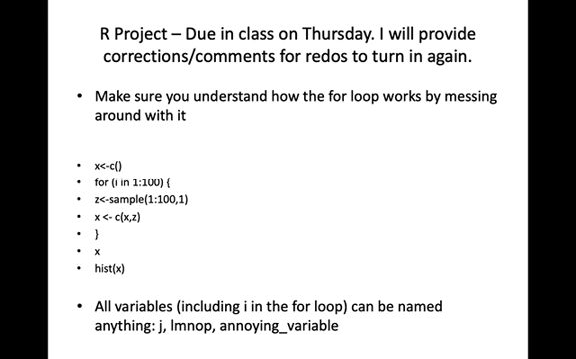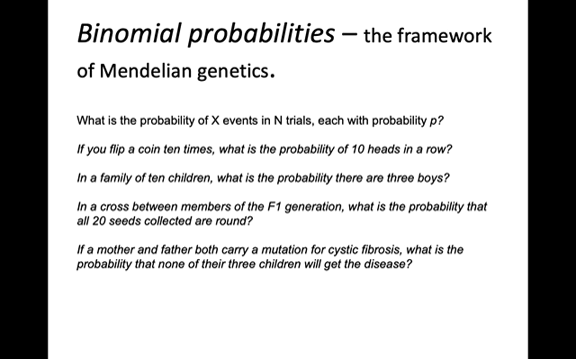And the other thing that's important is that variables can be named anything, right? So it doesn't have to be Z, or it doesn't have to be I. You could call it J or LMNOP or annoying_underscore_variable, whatever you want. Okay, so we'll work on that on Tuesday, hopefully, if we have time.